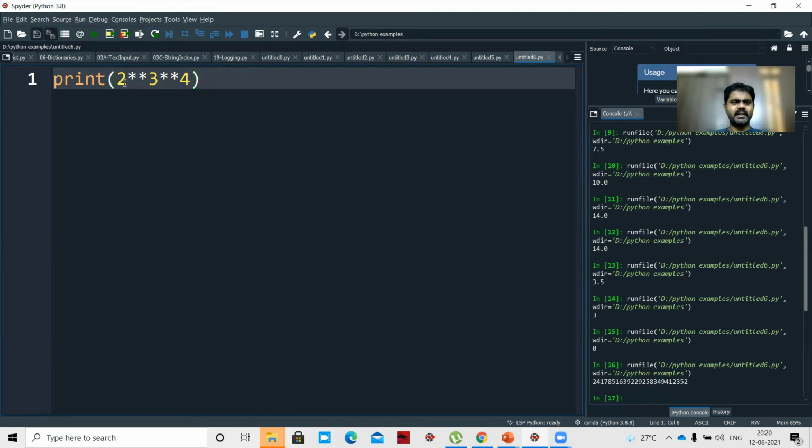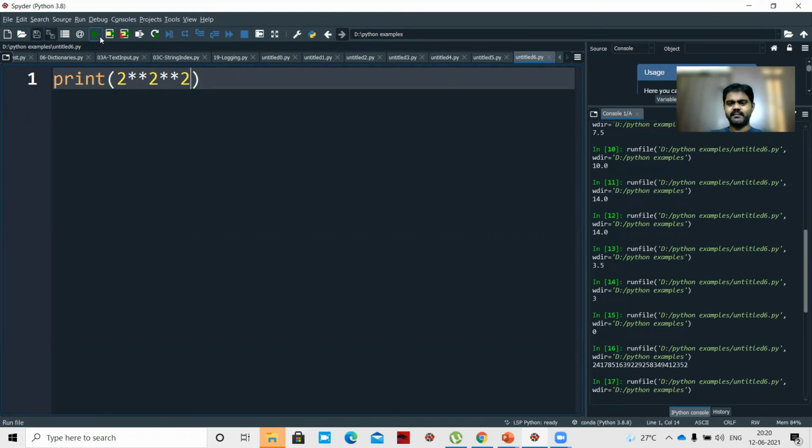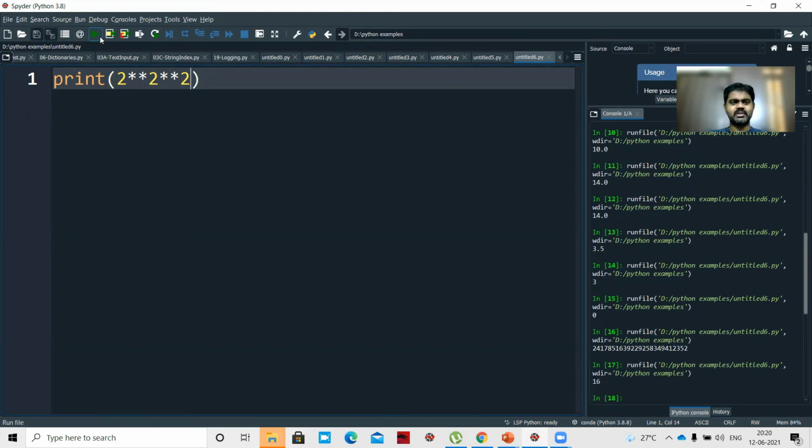So let's take a small value here. Normally 2 power 2 we'll get 4, 4 power 2 is 16. So we should get 16 basically. But first 2 power 2 is evaluated, 4. So 2 power 4, we'll get 16. So we'll get the same either way.